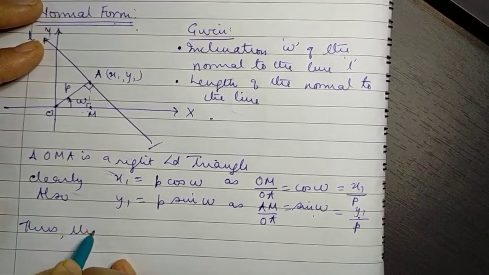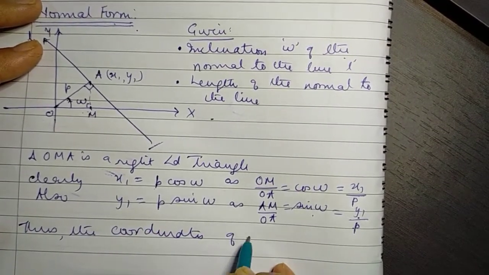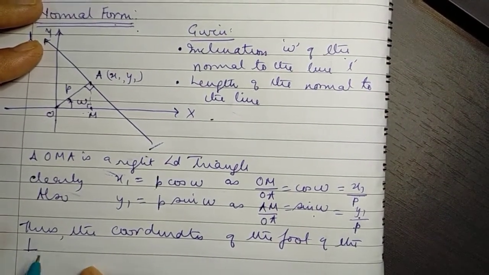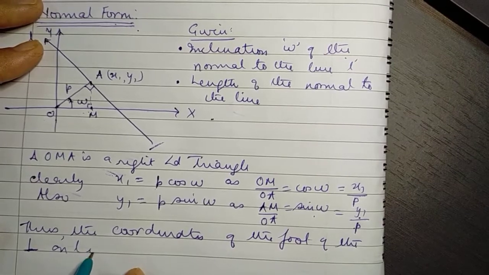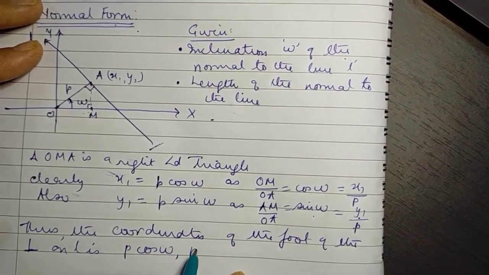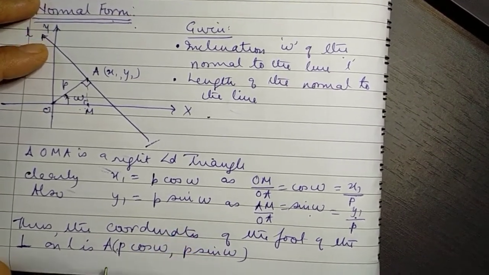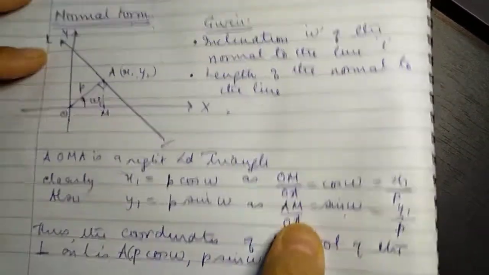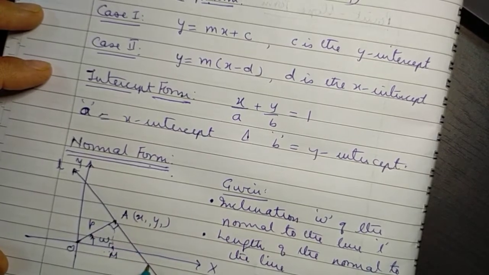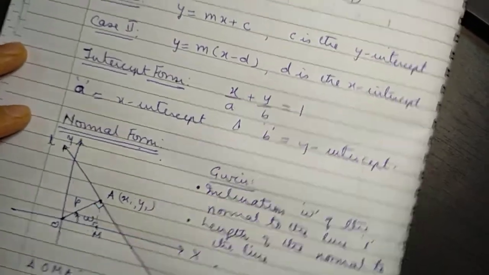Thus the coordinates of the foot of the perpendicular on L is P cos omega, P sin omega. The point A is P cos omega, P sin omega. So now we know this foot of the perpendicular lies on the line. So we know one point lying on this line.